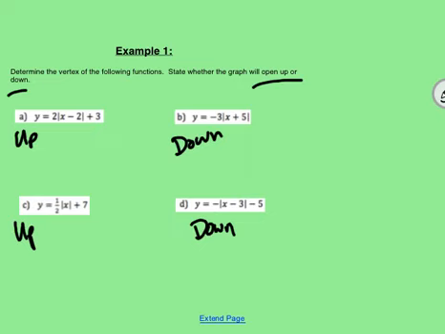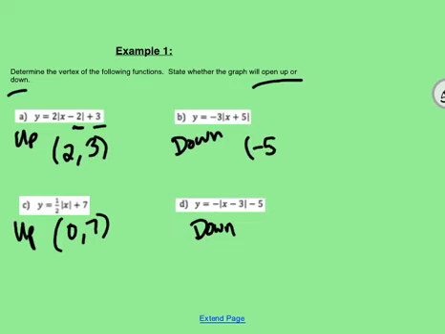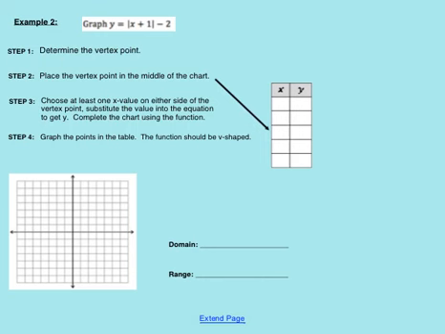Now the rest of this, the vertex would be at 2, 3. This is the h value. It's the opposite of the h, or it says minus 2, but it's just the h value here. Here, there is no h value in C, so it would be 0, 7. Here, it's a plus 5, so we would need a negative 5 for h followed by 0, because there's no plus k there. Then this last one, it would be a positive 3 followed by a negative 5, because the k is negative. So it's whatever that value is there. So those are a couple examples.